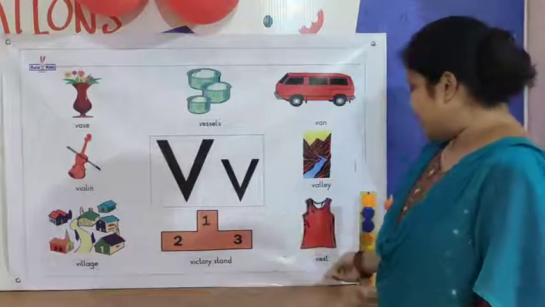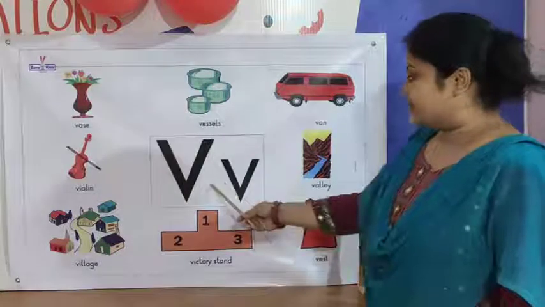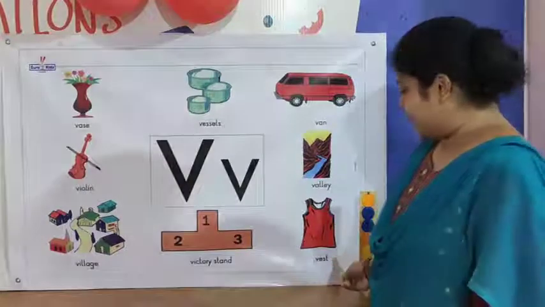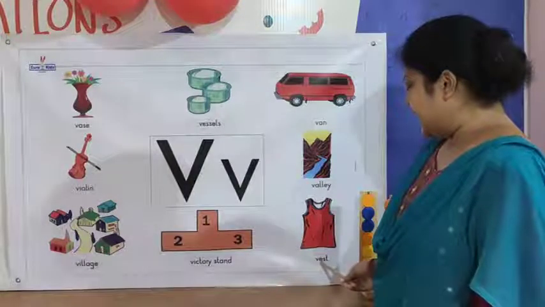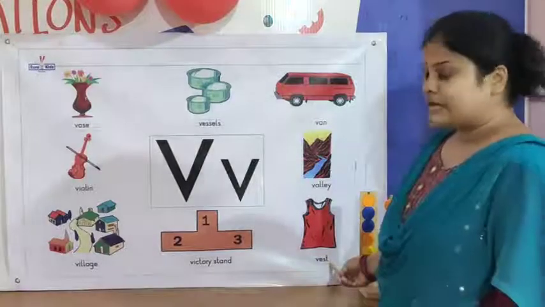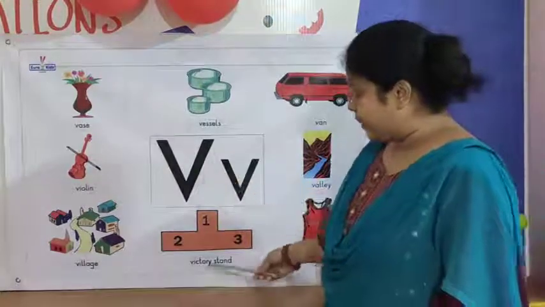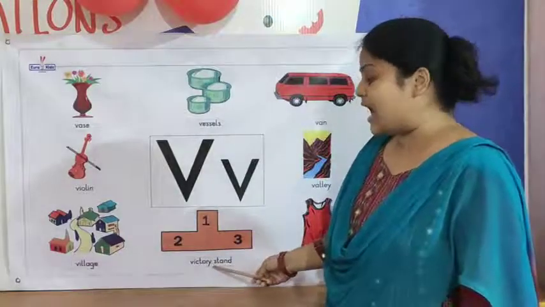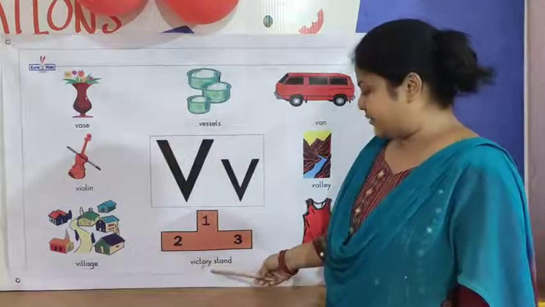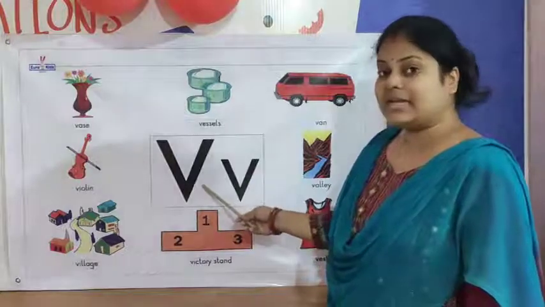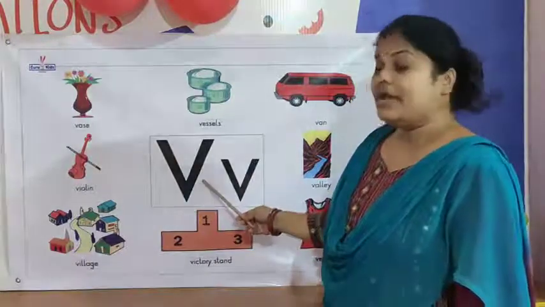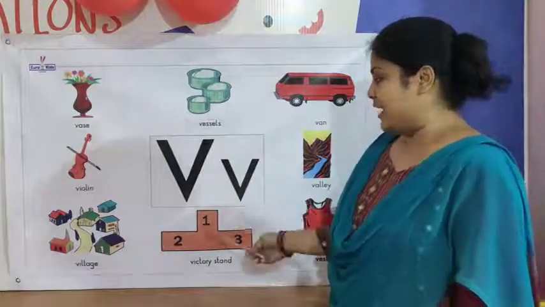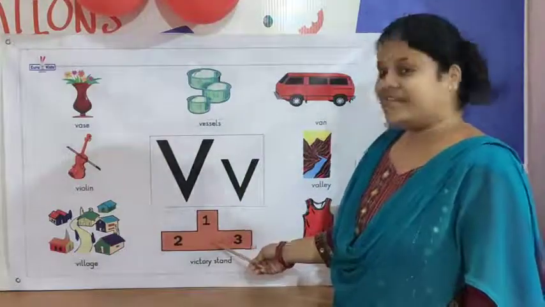And V for vest. And what is the spelling of vest? V-E-S-T. Vest. And V for victory stand. What is this? This is a victory stand. And victory stand starts with letter V. When you come first or become the winner, you stand on this victory stand.